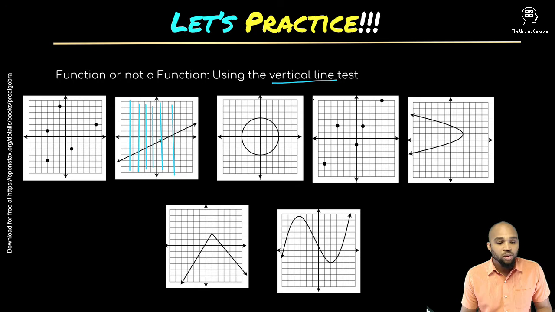Every time, there's only one point of crossing right here. There's a point of crossing right here, a point of crossing here. So there's only one point it crosses. So this we would call a function.